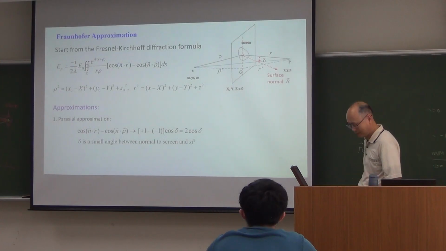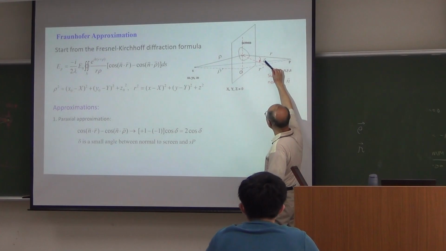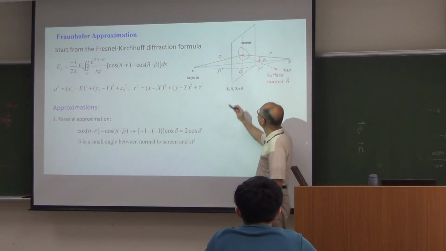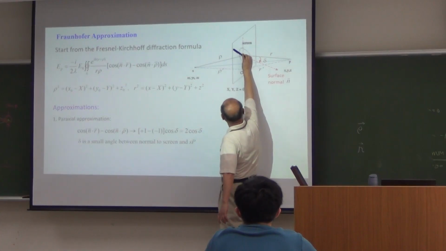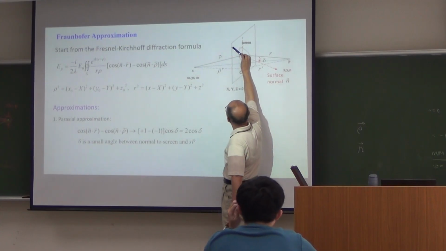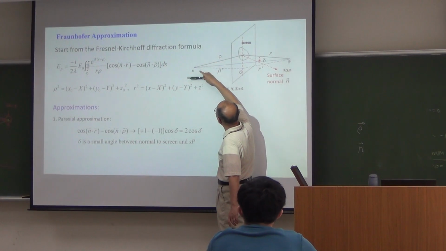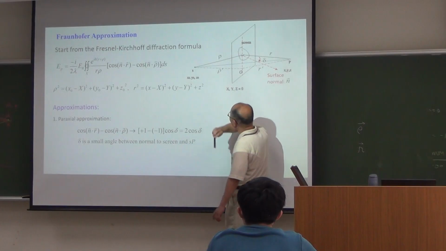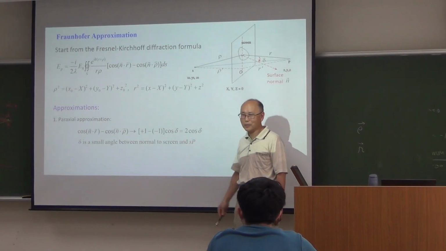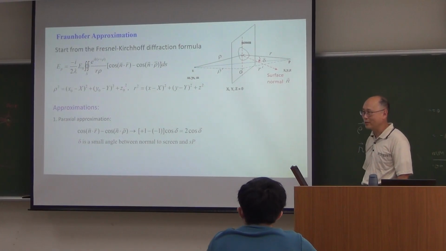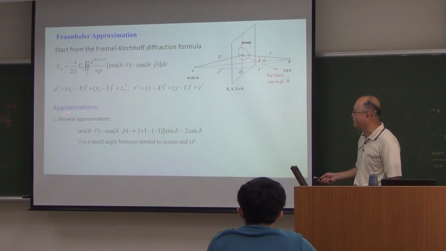Can you see it? Delta angle is between these two lines. If you extend this along this direction, this angle is not going to be equal to delta. But if you allow this source point to be more or less aligned with this P point, we can accept it. It's just a small correction. So let's just put the delta here. We call this the paraxial approximation.